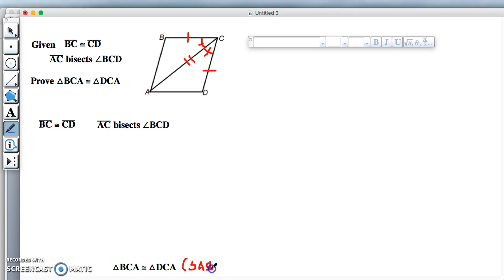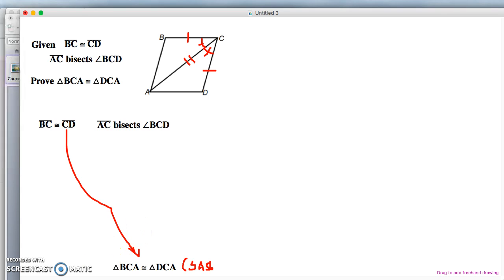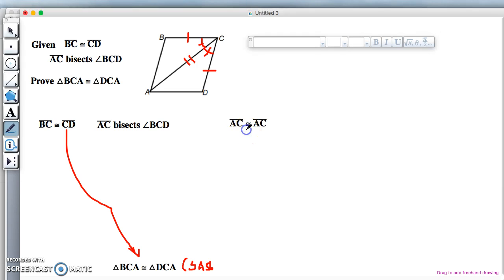Sorry, it's very hard to use the mouse to draw with, but basically I already have a side here. So I'm going to go ahead and use that. AC is congruent to AC, the common side. So again, that is another side. Now all I'm missing is the angle. And what I can do is, AC bisects BCD.